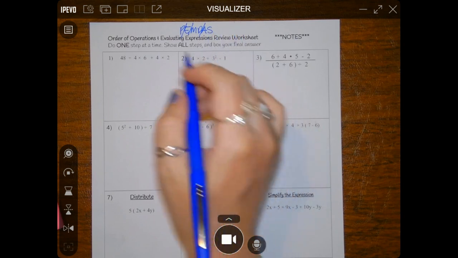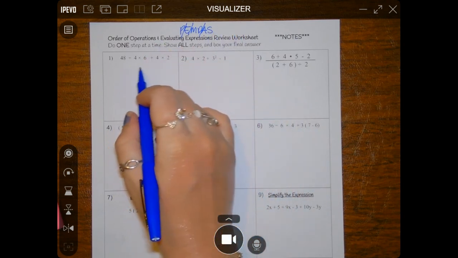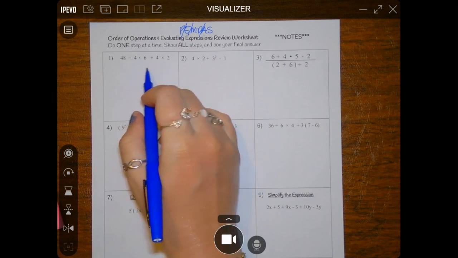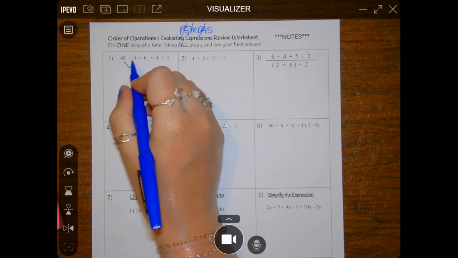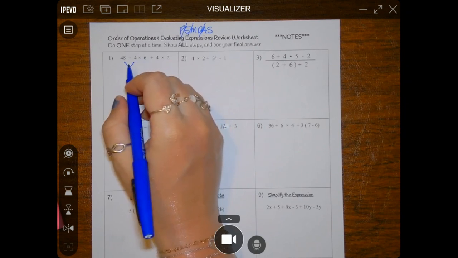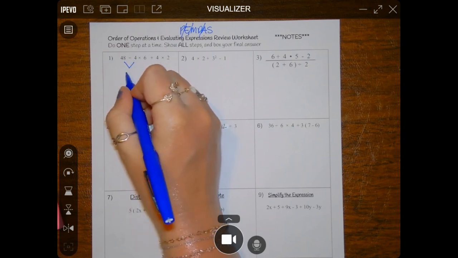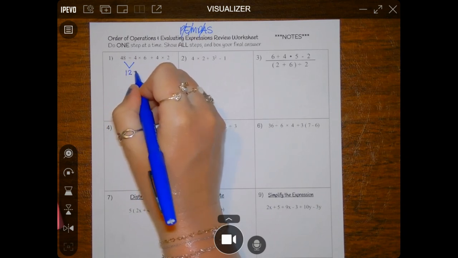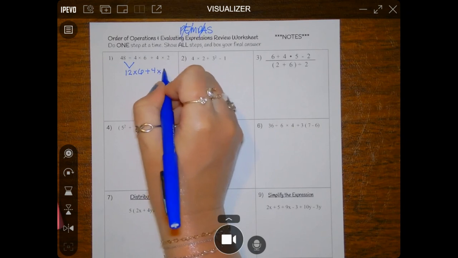Okay, so let's see what that looks like. So first, any parentheses? Nope. Any exponents? Nope. Multiplication or division? Yes. And again, it's not always multiplying before dividing. It's whatever comes first of those two. So 48 divided by 4 is what? Yep, that is 12. Okay, so 12 times 6 plus 4 times 2.